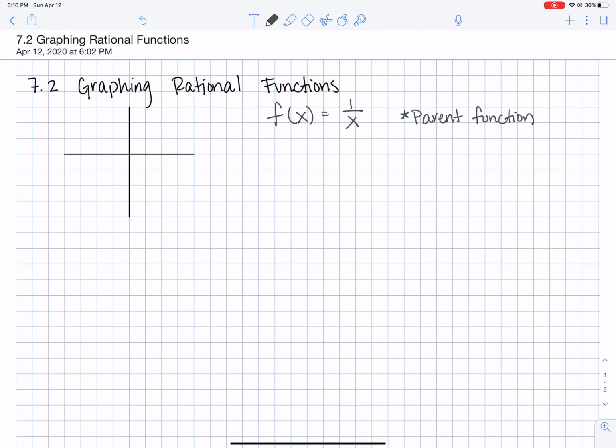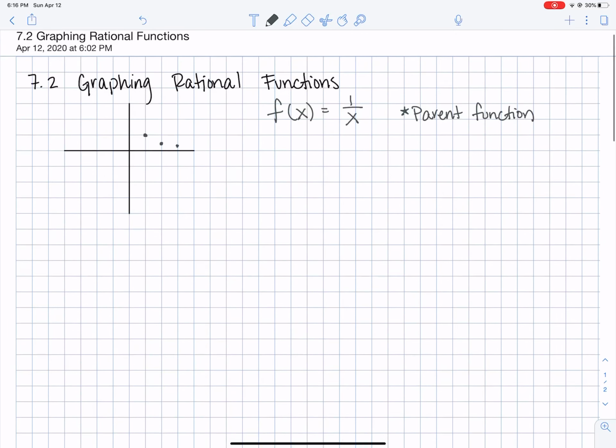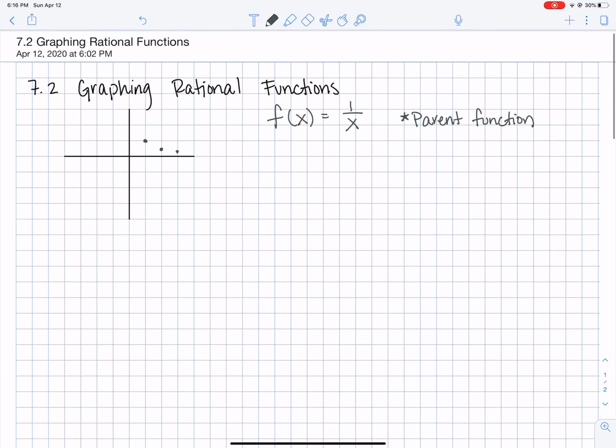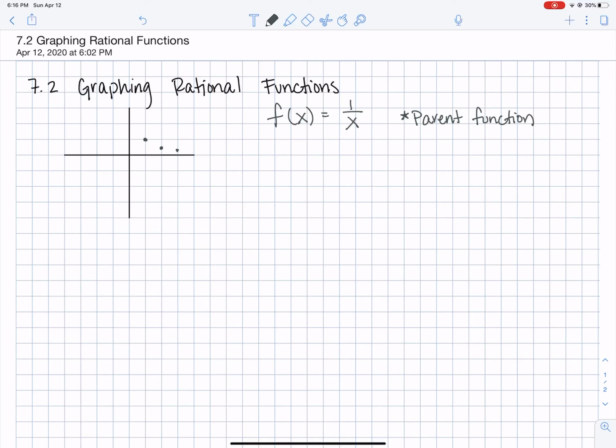And if we start thinking about some values that we have, I'm just going to go ahead and plug in 1. So 1, 1. When I plug in 2, I have 1 over 2, so a half. Then I come down to a third, all right? But if we notice, if I actually plug in a half, I have 1 divided by a half, also known as 2. Plug in a third, so it gets really close. And the numbers actually start to get bigger and bigger as they become closer to 0.